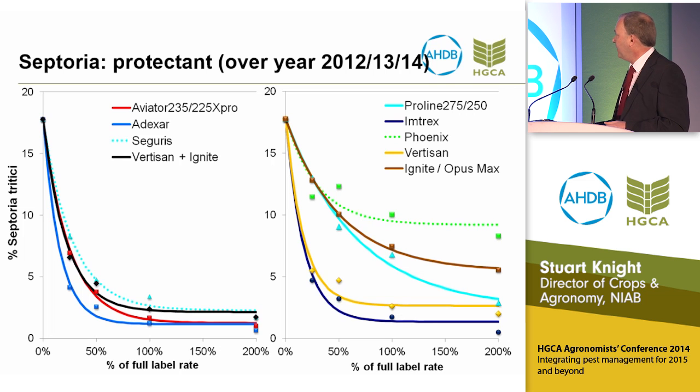We also have our Phoenix, again showing a good level of protectant activity over the 3 years, but again not up to the level perhaps of the azoles or indeed the SDHI straights at the bottom there. So for our SDHIs, our comparison of Vertizan and Imtrex, they are very closely matched again in terms of their performance.